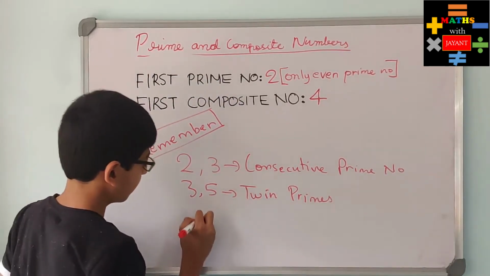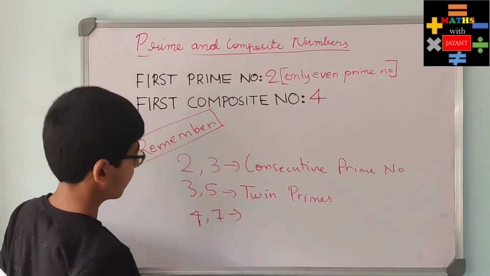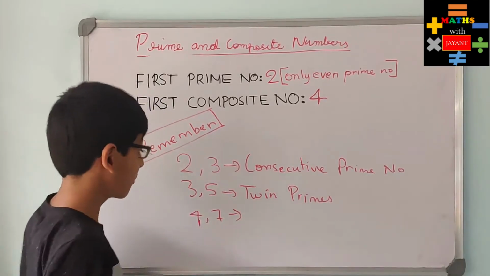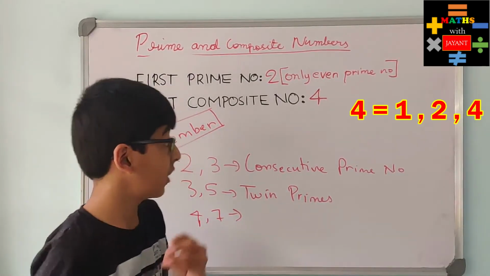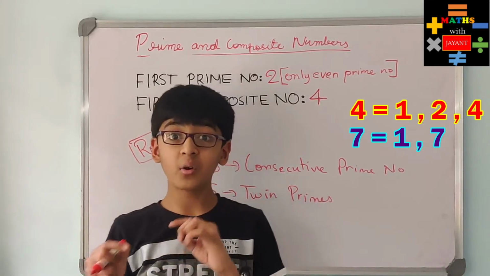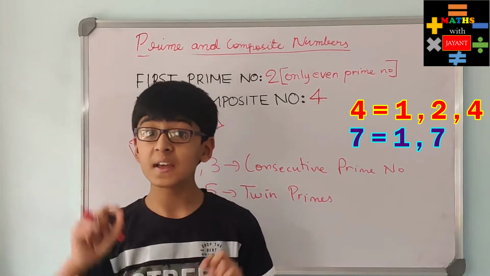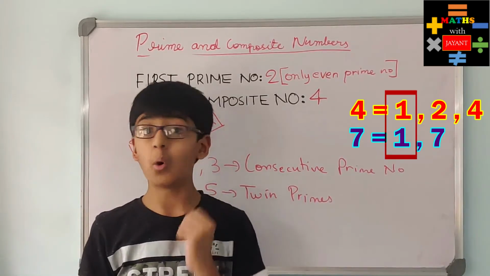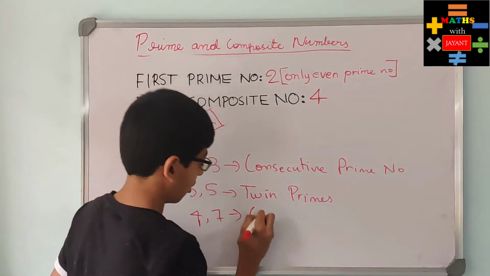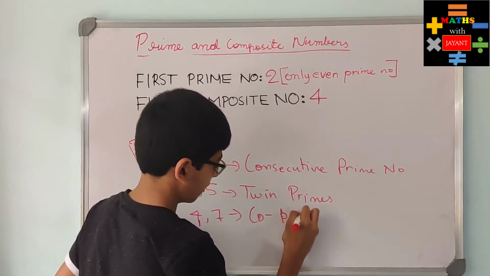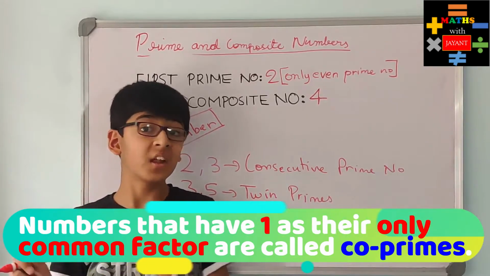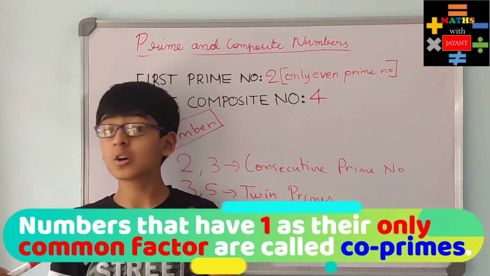Now look at these numbers, 4 and 7. So what is there in 4 and 7? Let us find their factors and check. The factors of 4 are 1, 2 and 4. The factors of 7 are 1 and 7. So what is the only common factor they have? The only common factor they have is 1. Such numbers are called co-primes. Numbers that have 1 as the only common factor are called co-primes.